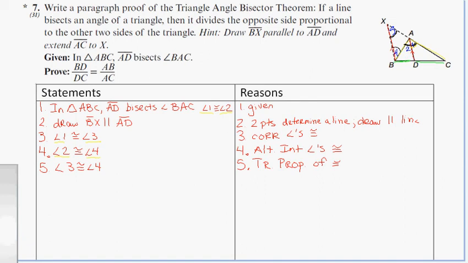That means, people, that AB and AX have to be congruent to one another. Okay, AB and AX, that's these right here. Okay, so let's state that. That means that AX is congruent to AB. AX is congruent to AB by the isosceles triangle theorem, okay?